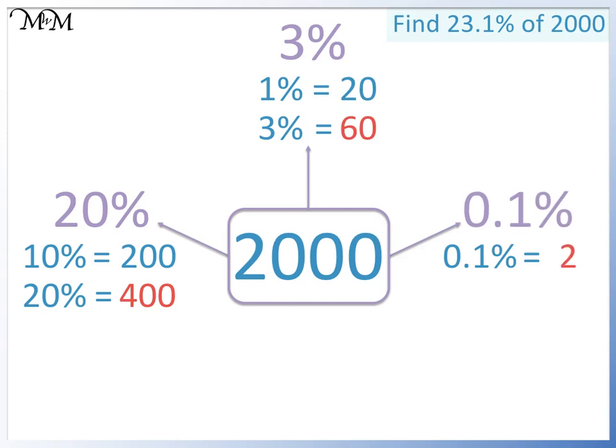To find 23.1%, we add these amounts together. 400 plus 60 equals 460, plus the 2 equals 462.